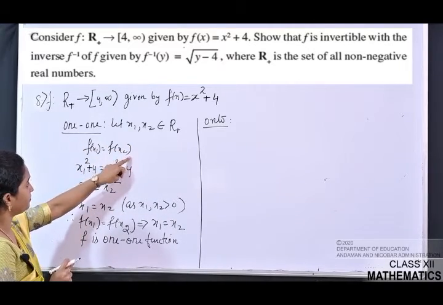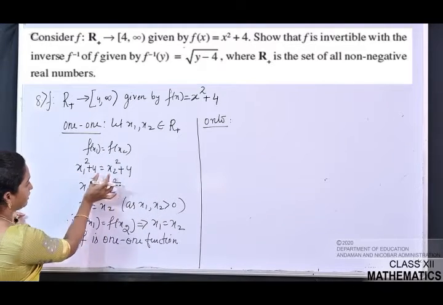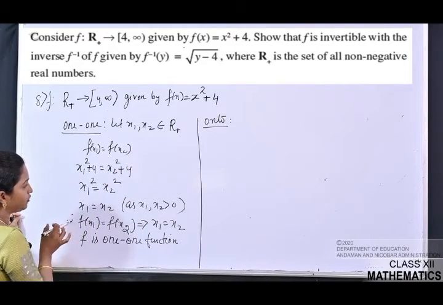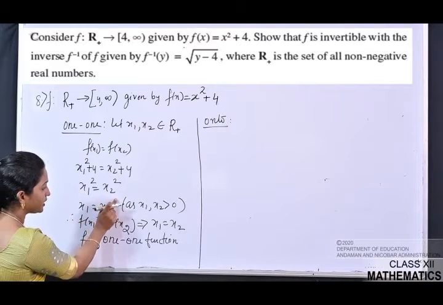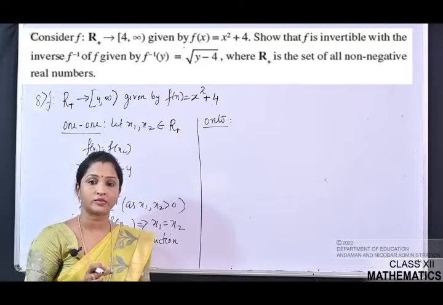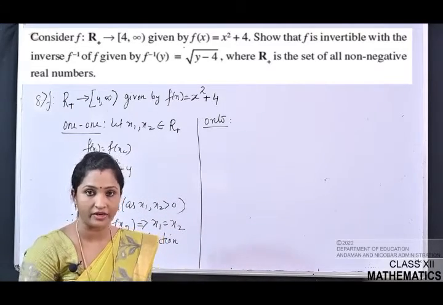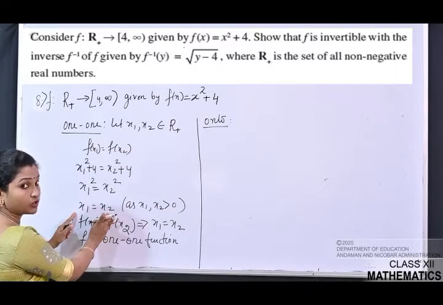fx1 is equal to fx2. That means what is fx? X square plus 4. So x1 square plus 4 is equal to x2 square plus 4. 4 gets cancelled out. You're going to get x1 square is equal to x2 square. But since negative we will not take, we will be taking x1, x2 greater than 0, positive real numbers. So we will not be taking the negative value, we will only take x1 is equal to x2.